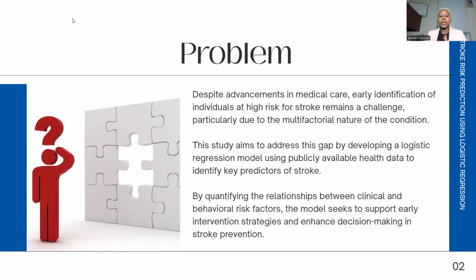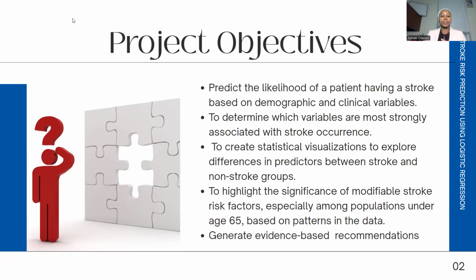By quantifying the relationship between clinical risk and behavioral risk, we want to support early intervention strategies and enhance decision making in stroke prevention. The project objectives are to predict the likelihood of a patient having a stroke based on their demographic or clinical variables. The demographic variables might be their age, their gender, and so on, while clinical variables will be some of the things that they do, and then some other behavioral factors as well.